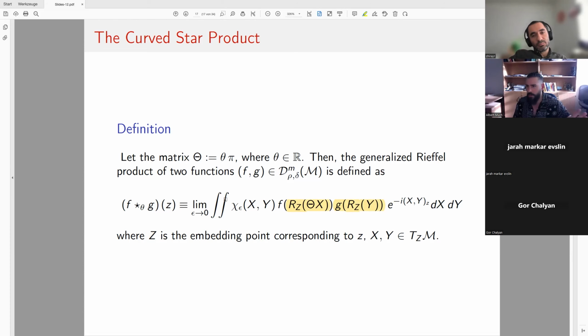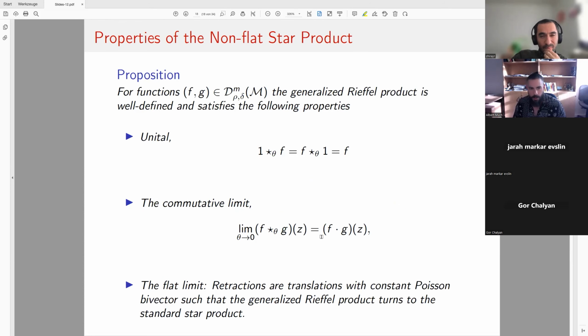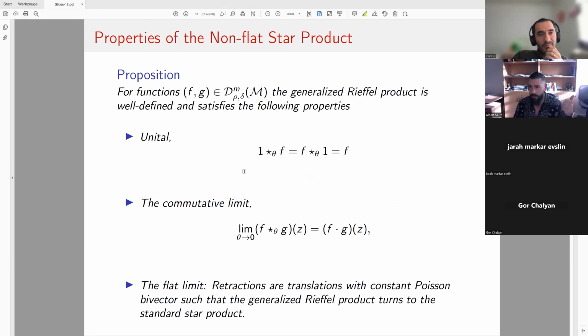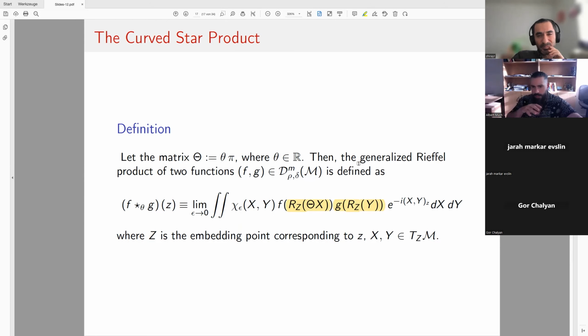So you start with this definition because I always had in the back of my mind that if I go flat, then this has to be the usual Rieffel product, right? And it is, because then these retractions are just translations, z plus theta x, z plus y, and I have the original definition. Now, what does this non-flat star product fulfill? It is unital.